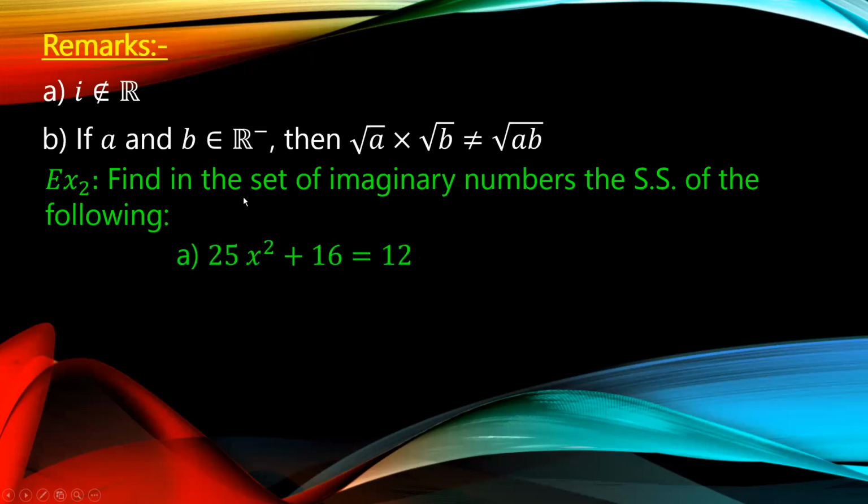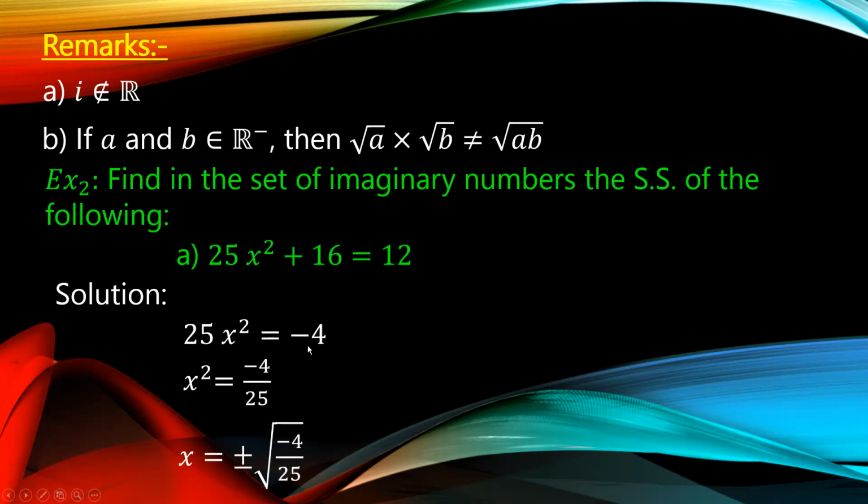For example, find the set of imaginary numbers that is the solution set of the following. First one: 25x^2 + 16 = 12. 25x^2 = 12 - 16 = -4. Then x^2 = -4 over 25. Then x = positive or negative square root of -4 over 25.